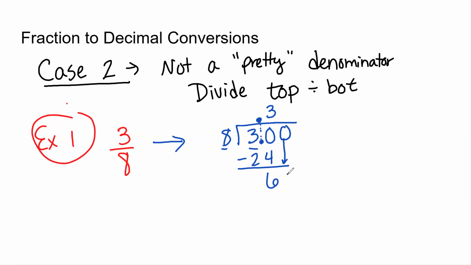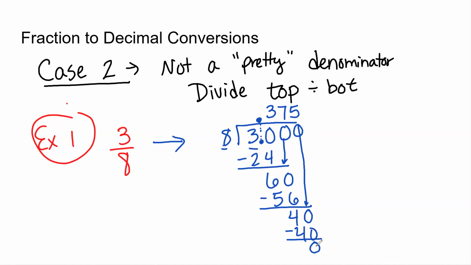Drop it straight down. 8 into 60 goes 7 times. That's 56. Subtract, that's 4. Add another 0. 8 into 40 goes 5 times, which is 40. And there we go. Once you get a 0 down there at the bottom, you're done.